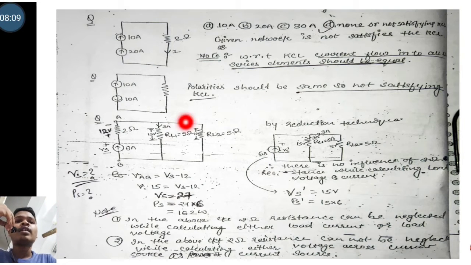Now see some questions. Here two current sources are given, one is 20 ampere and another is 10 ampere, connected to a 2 ohm resistor. It is asking to find the amount of current I. So what is the value of I? The options are given. Option A is 10 ampere, option B is 20 ampere, option C is 30 ampere, and option D is none of the above.